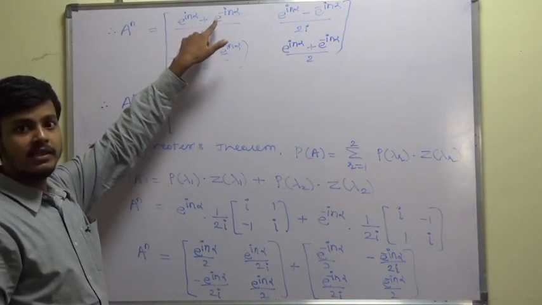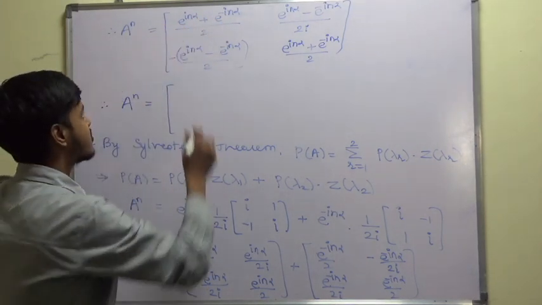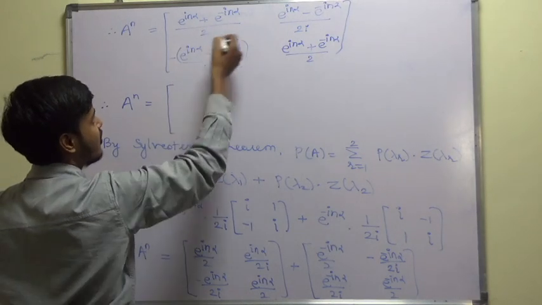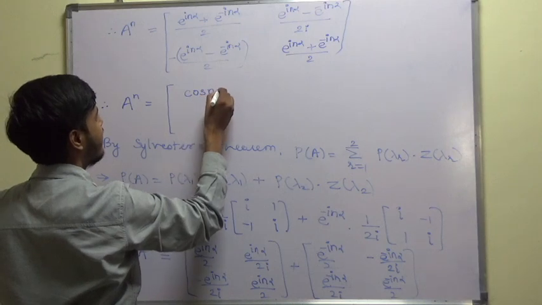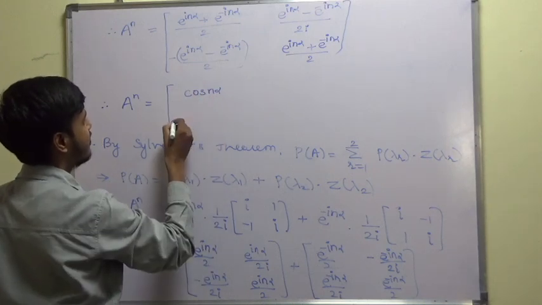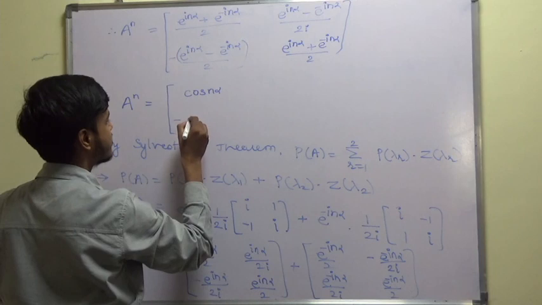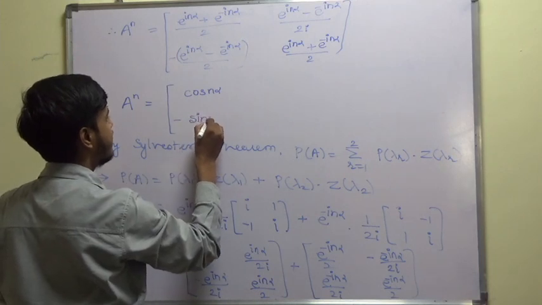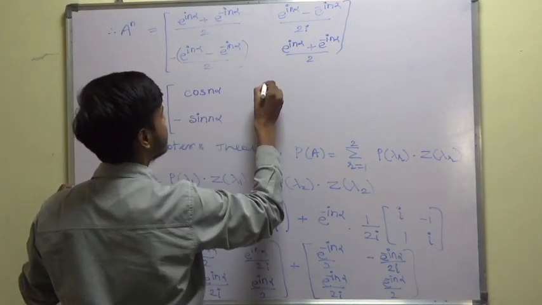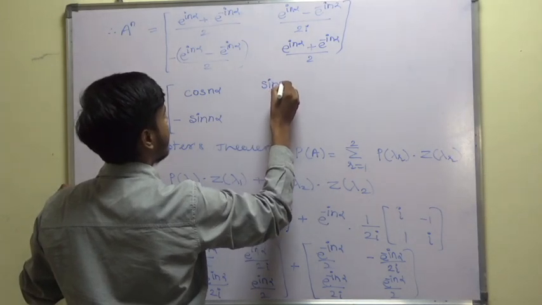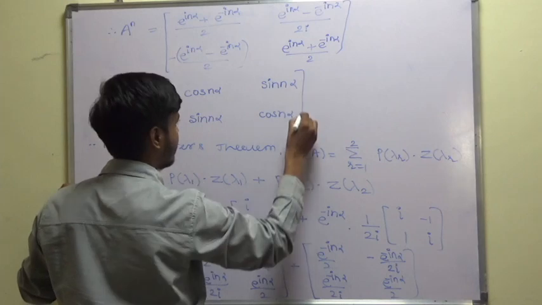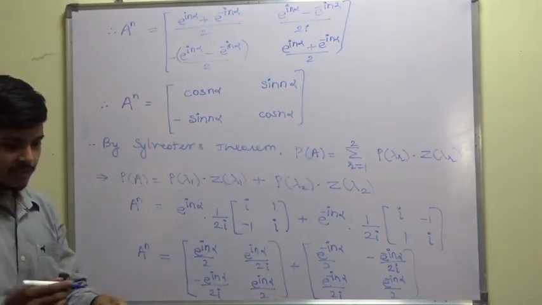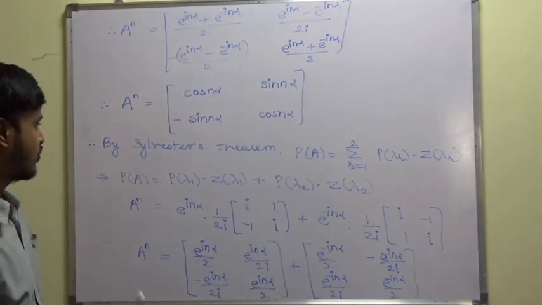This is the cos circular function. So this is the formula for the cos circular function. So you can write down cos n alpha. This is minus, this is the sine circular function. So this is sine n alpha, this is sine n alpha, and this is cos n alpha. Okay, so this is what we wanted to show.